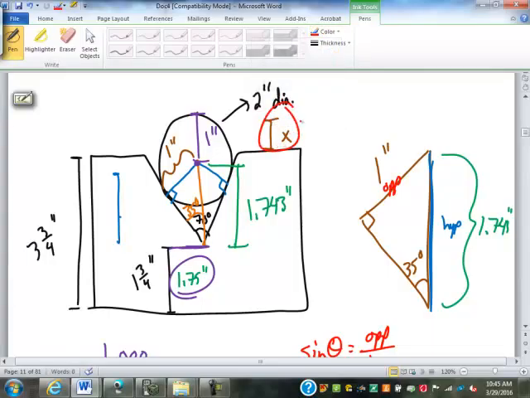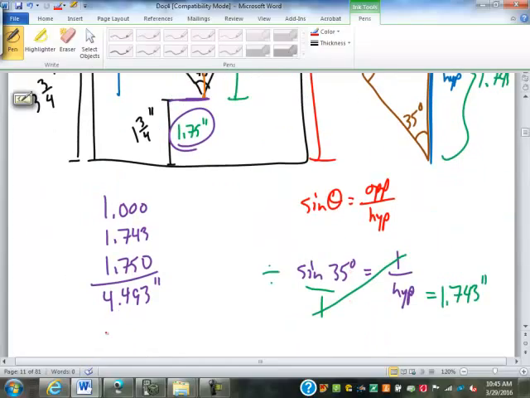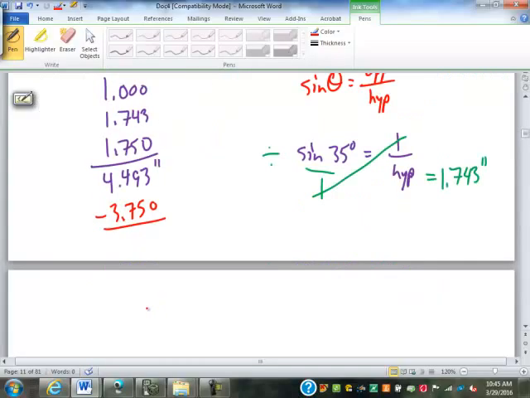How do I find that? You bet. Subtract that height, which is 3 3/4. So subtract 3.75. 0.743 inches.